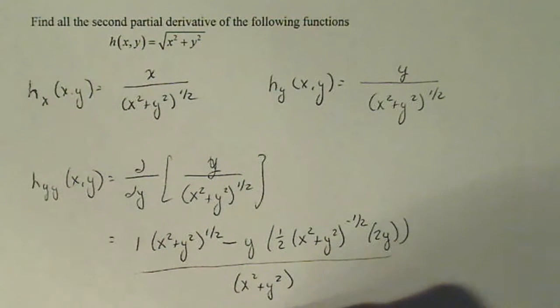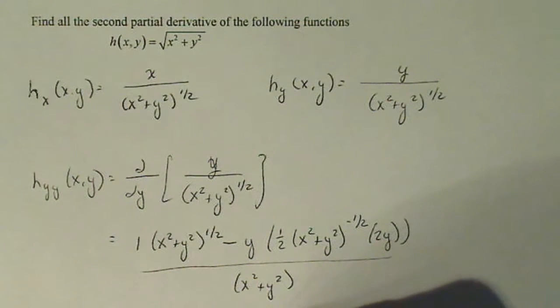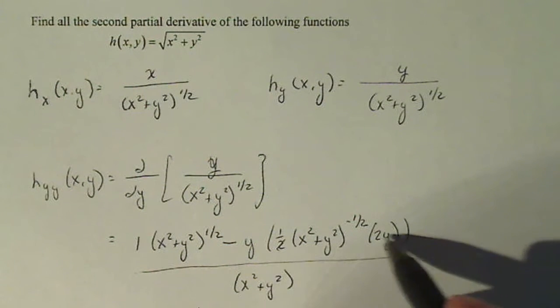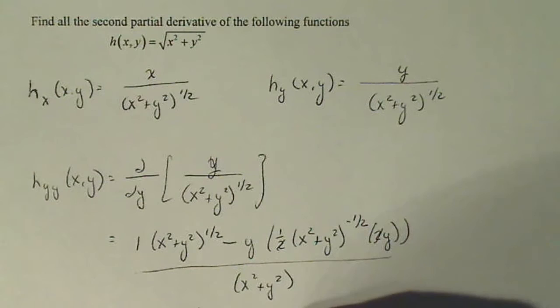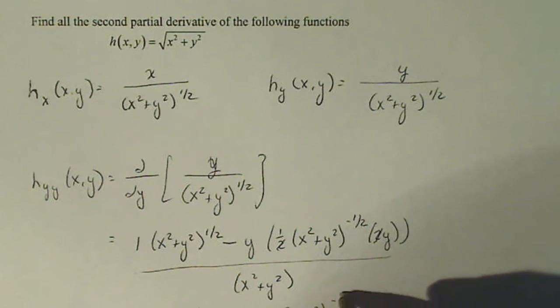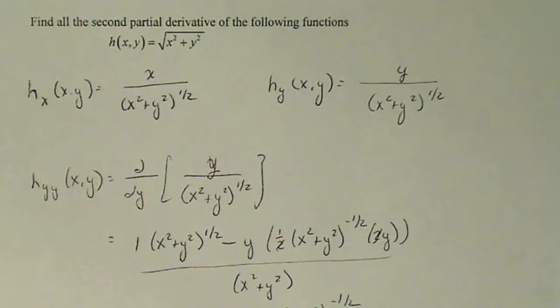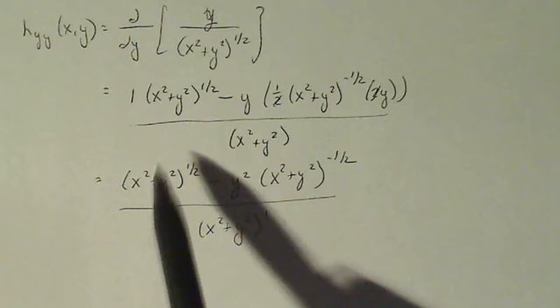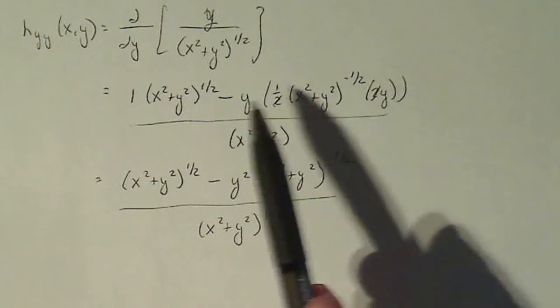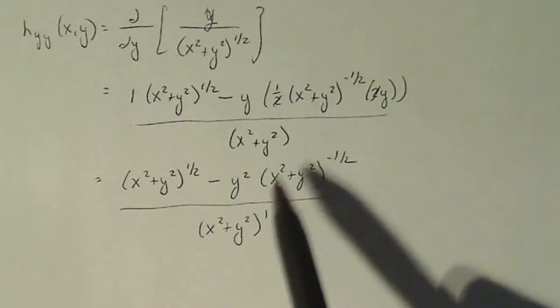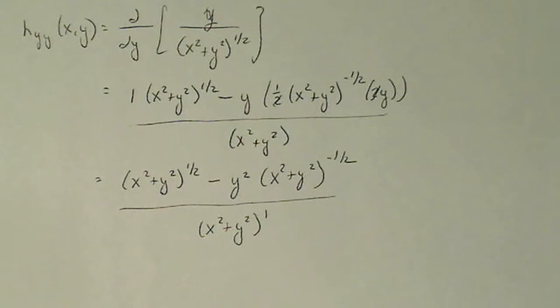So to simplify this, I have x squared plus y squared to the 1/2. These twos cancel, and I'm left with minus y squared, x squared plus y squared to the minus 1/2, all divided by x squared plus y squared to the first. Now this does, oh sorry you guys didn't see that, sorry. So again, all I did was simplify this part to be y squared times x squared plus y squared to the minus 1/2. All right, now how do I simplify this?